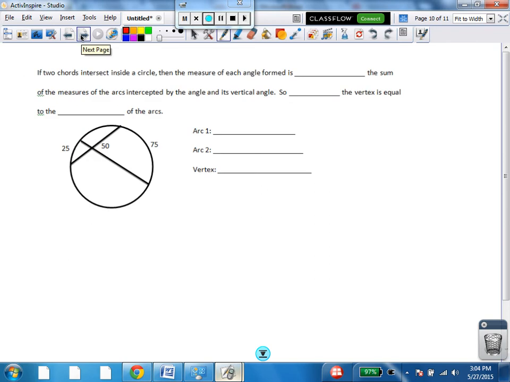There were a few problems. You might have wanted to pause the video and try those 3 problems. I'm going to wait a second so you can try those problems.